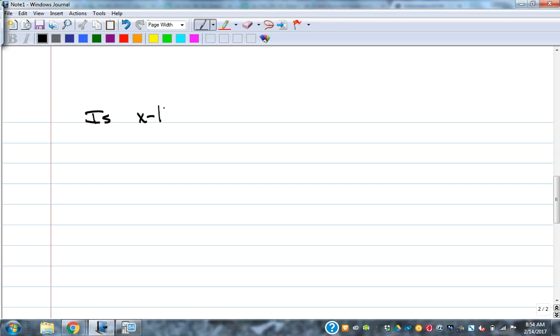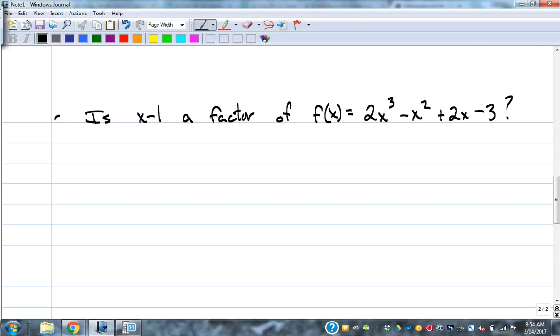So let's answer this question. Is x minus 1 a factor of f of x equals 2x to the third minus x squared plus 2x minus 3? Let's see. Two ways to verify that. One way would be with long division. Another way would be synthetic division. I know synthetic is useful here because what kind of piece is this? It's linear, and that means I can use synthetic division.